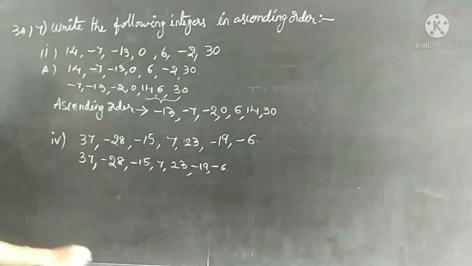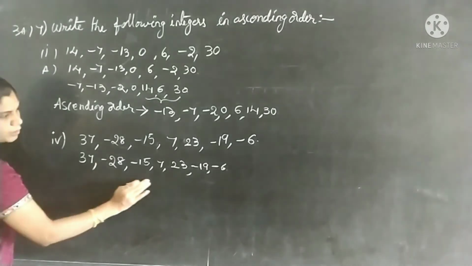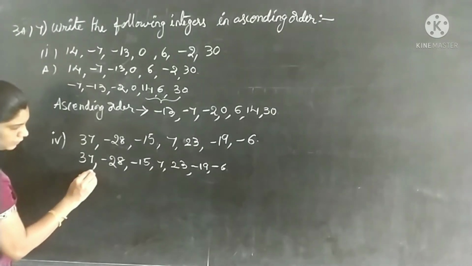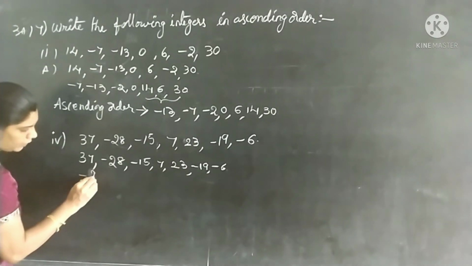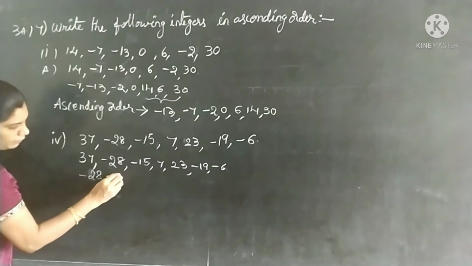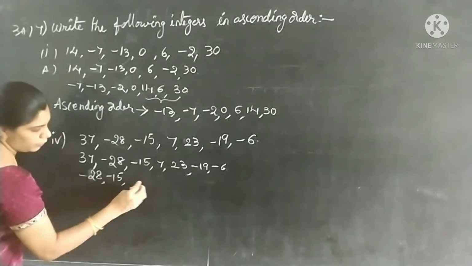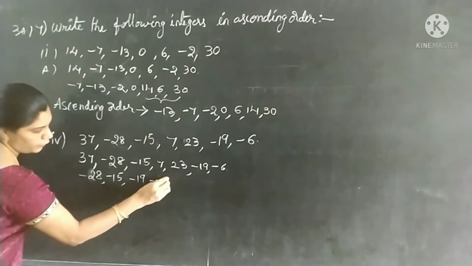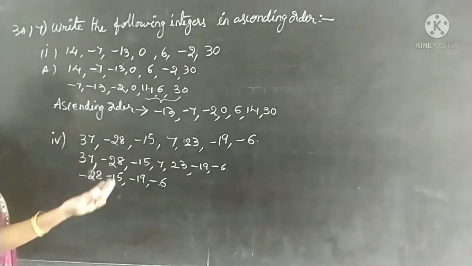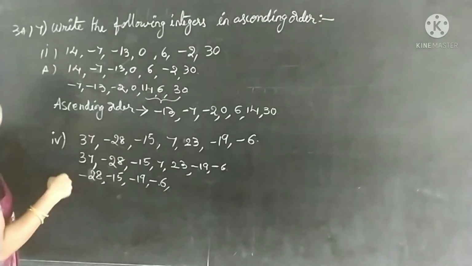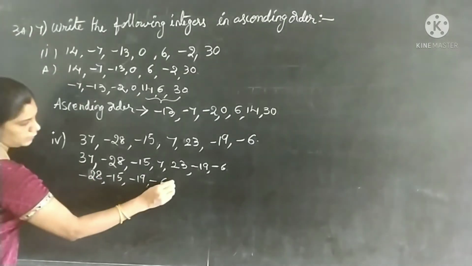These are the numbers. First, write all the negative numbers on one side. Here the first negative number is minus 28, right? Minus 28, minus 15, and next where you get minus 19, and after that minus 6. In this we have no 0, so no need to write it, and start writing all the positive numbers.